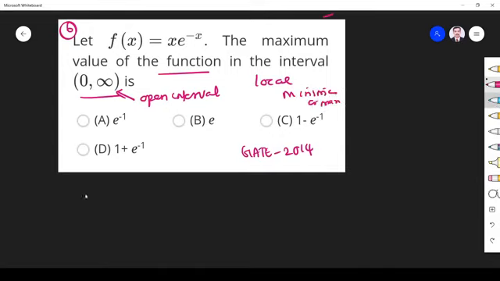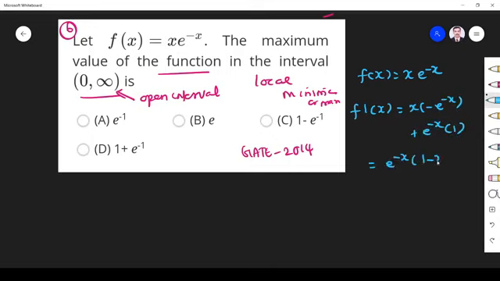So first, as usual, f of x is equal to x into e power minus x. First you find f dash of x. If we find it, x into minus e power minus x plus e power minus x into 1, using the UV formula. So that will give e power minus x into (1 minus x). That we have to equate to 0. This will give x is equal to 1.